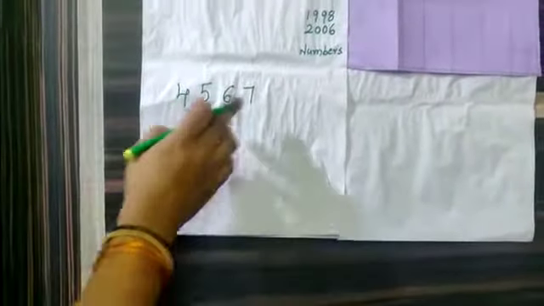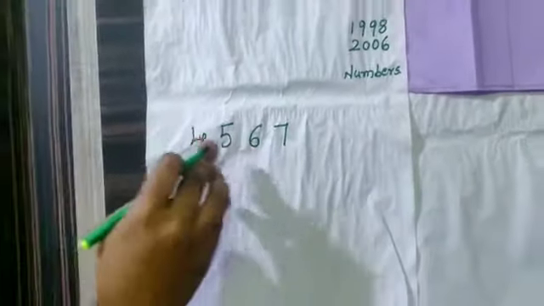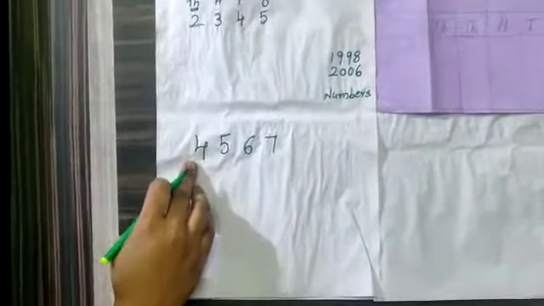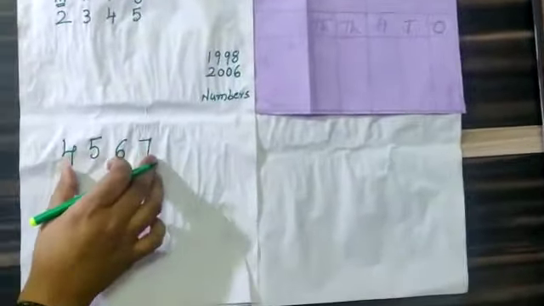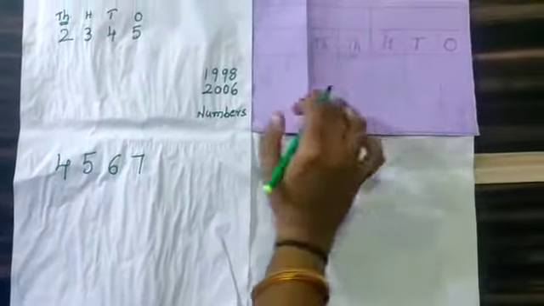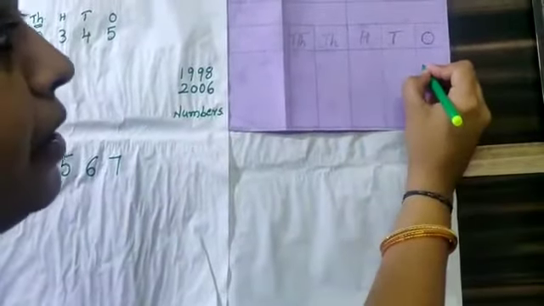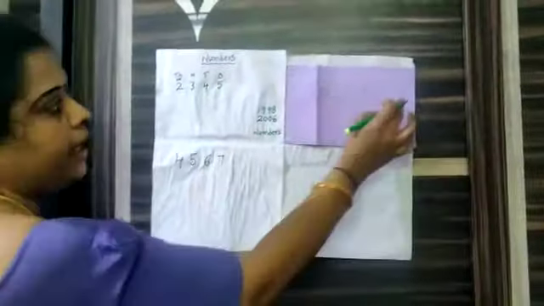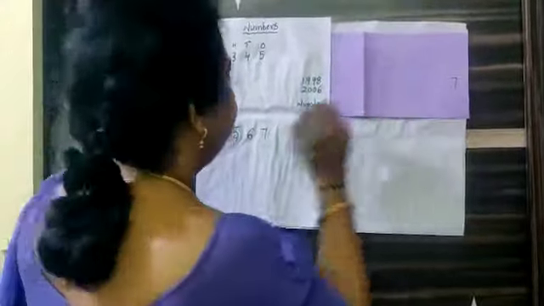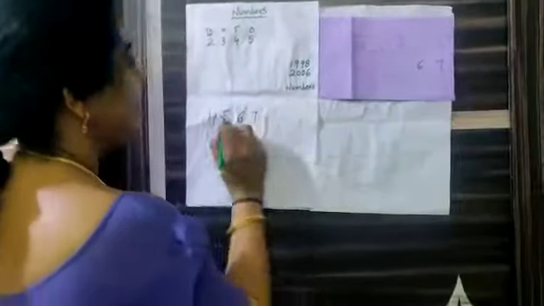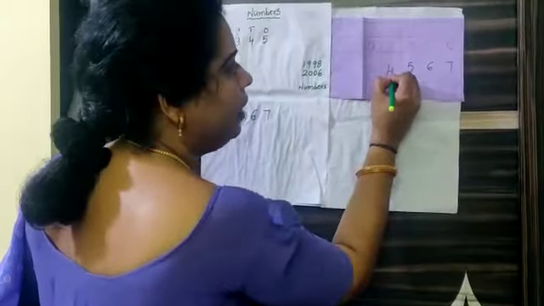This number has how many ones? This number has 7 ones, 6 tens, 5 hundreds and 4 thousands. Here we can see one place value chart. This number is represented in the place value chart as shown here. So how many ones are there in this number? 7 ones. We are placing the digits according to these places. So 6 tens are there. Here 5 hundreds are there. Here 4 thousands are there.